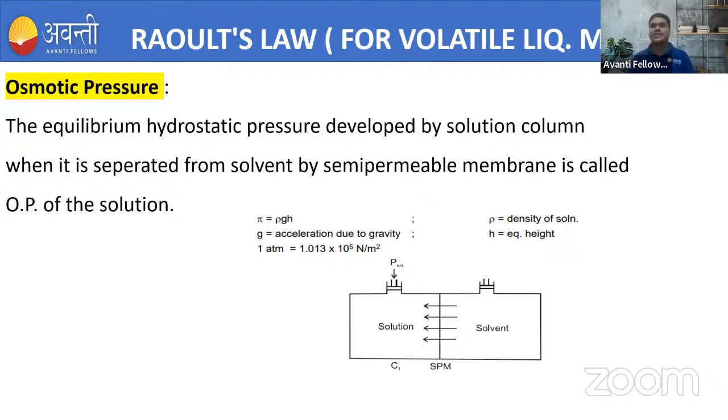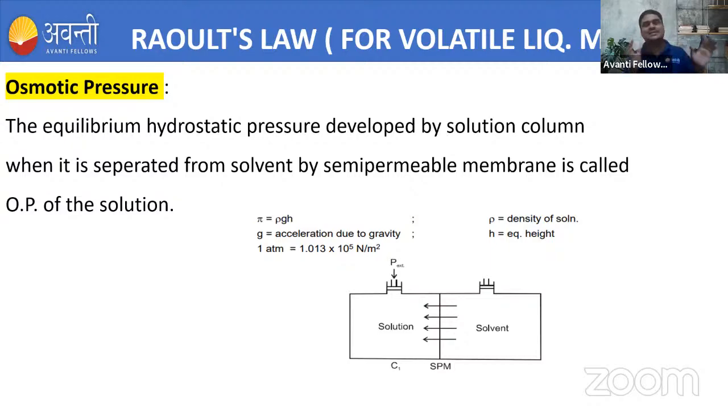Osmotic pressure, we are going to start from the next class. I already told you how osmotic pressure comes into the picture. That is, the phenomenon to stop the osmosis is known as osmotic pressure, right? So this is how you can define osmotic pressure basically. Whenever osmosis takes place, the minimum external pressure which must be applied to stop the osmosis is known as osmotic pressure. So this thing is going to be covered from the next class.